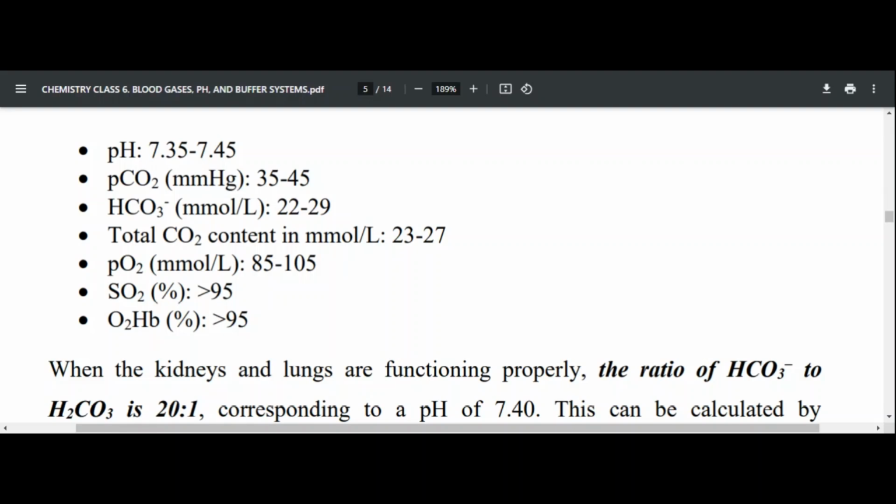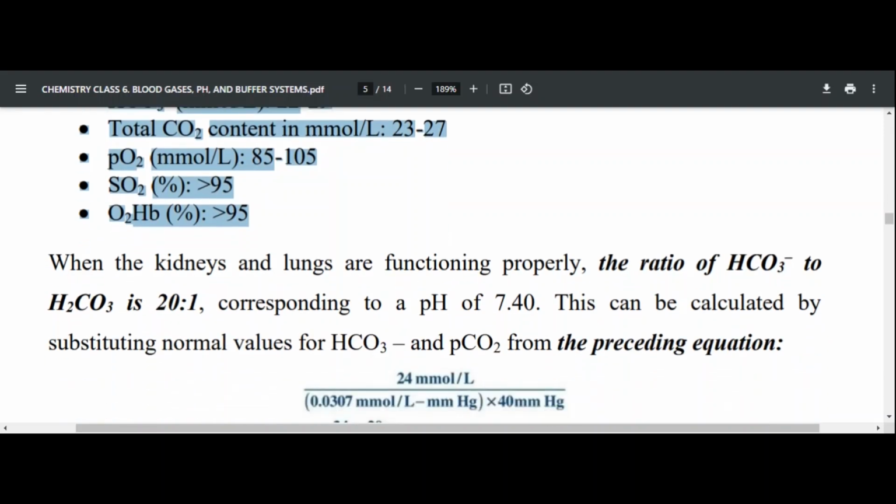So total carbon dioxide content must also be 23 to 27, with a normal value of 24. And partial pressure of oxygen should be between 85 to 105. Then oxygen saturation should be greater than 95%, and hemoglobin should also reflect 95% and above. So these are the normal ranges that we are going to use, and also try to compare the results with the condition that might have happened.